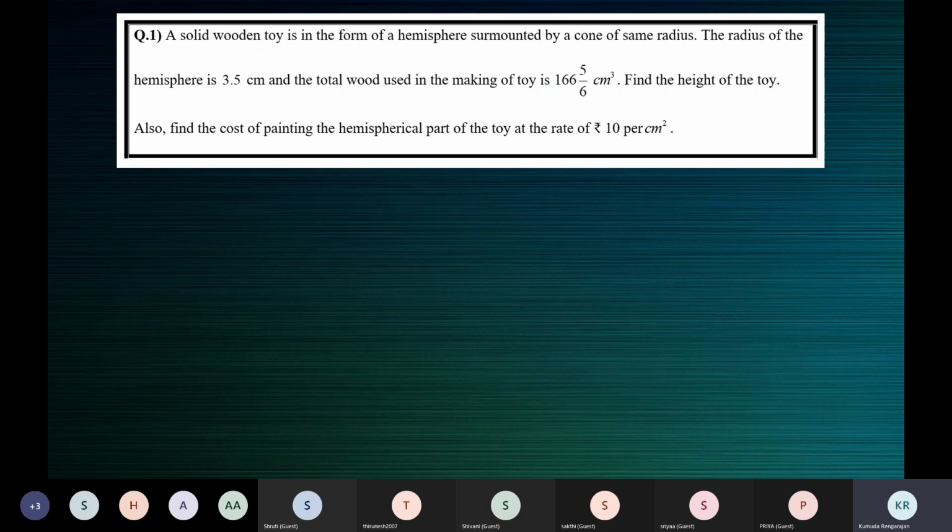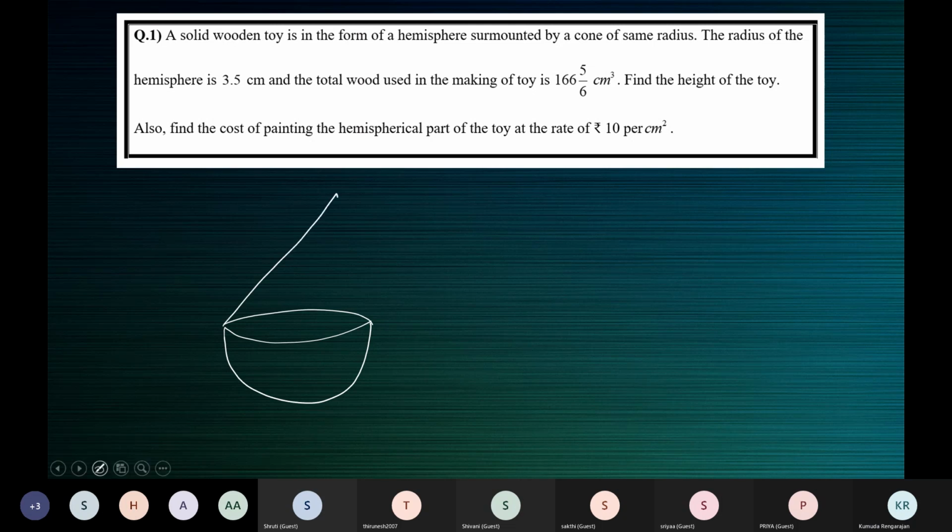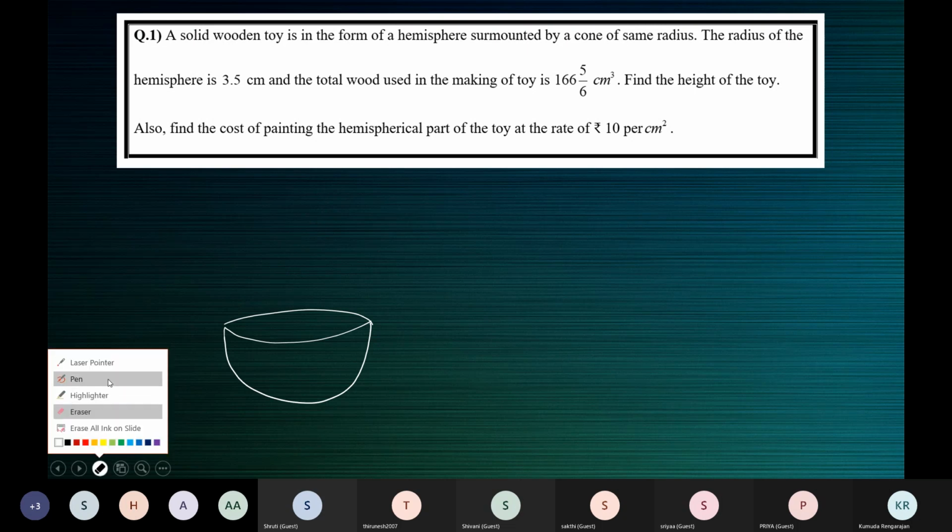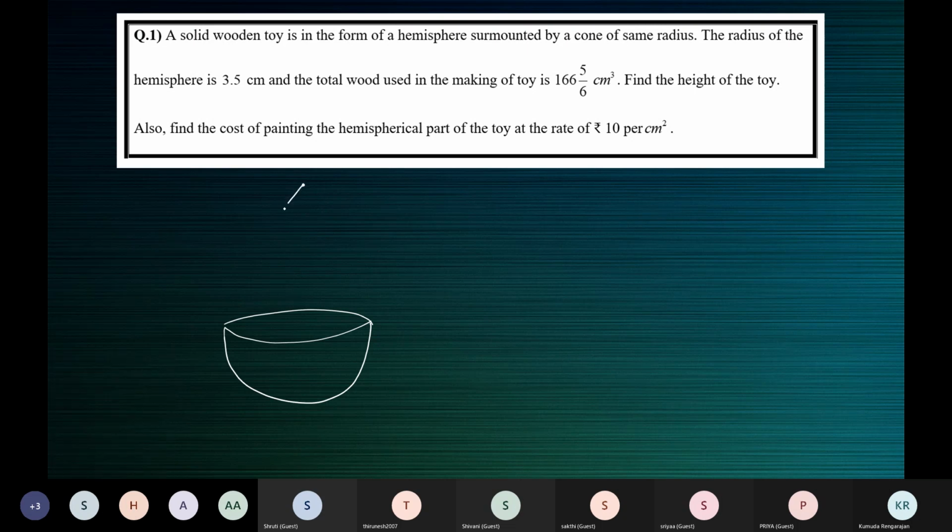So a solid wooden toy is in the form of a hemisphere surmounted by a cone. Hemisphere surmounted by a cone, of the same radius.